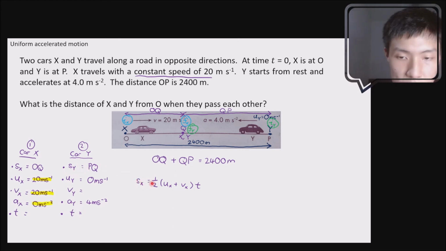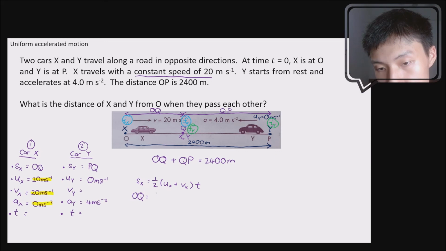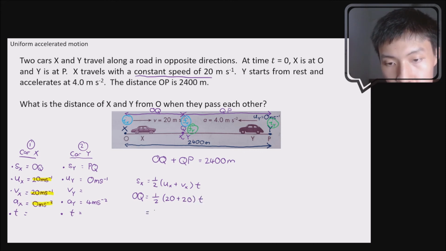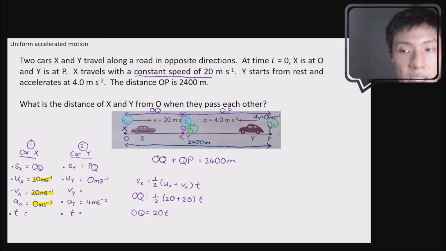Okay, so let me continue the substitution. This one I call OQ, and this one is half of (U plus V), which is 20 plus 20. Then the time is, I don't know. So now if you add up everything and divide by 2, you get 20T. So this is OQ, and you leave it like this. Not solved yet, but never mind.